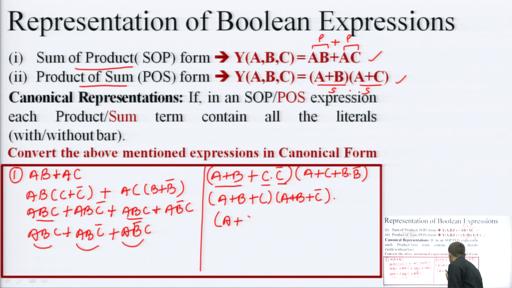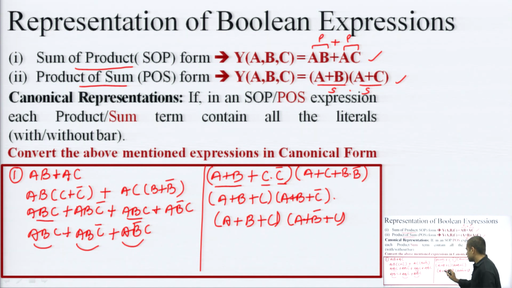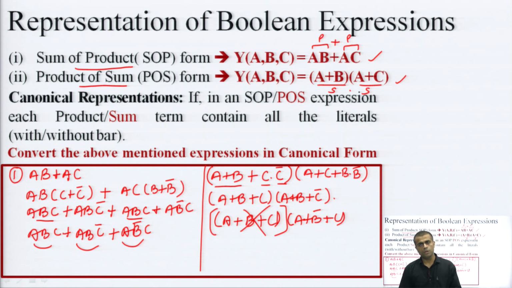A plus, I am writing in rearranged order, A plus B plus C and A plus B bar plus C. Now, we can see that all the sums contain all the variables. So, this becomes the canonical POS version, but this A plus B plus C I will remove because it is getting repeated. So, this is the resultant canonical POS expression. In this way we can obtain canonical versions from non-canonical versions.